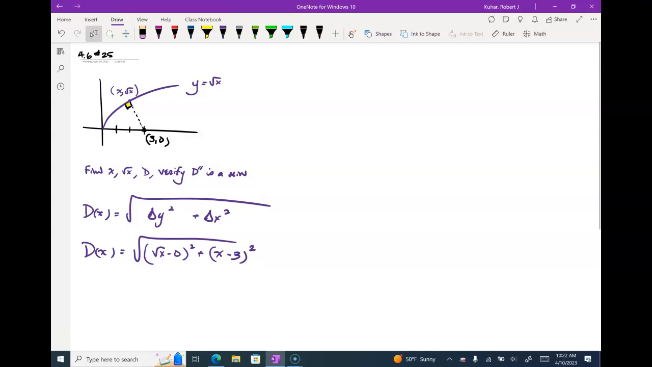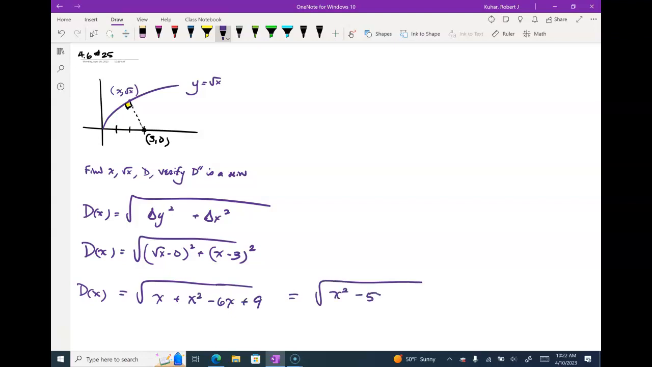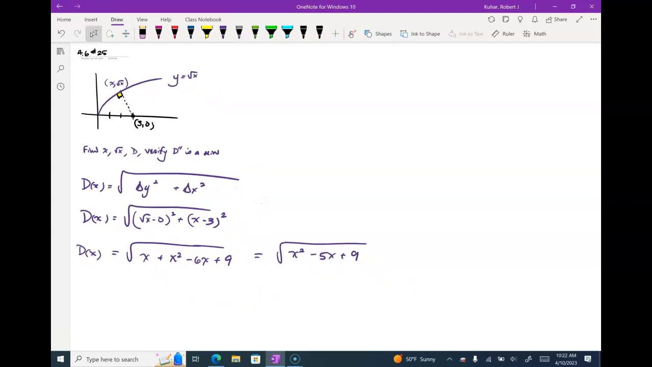Nice. So we simplify this. We don't have to, but might as well, right? So I get d of x. This distance is what? x plus x squared minus 6x plus 9. So I get that distance is x squared minus 5x plus 9. So there is my function I want to minimize.